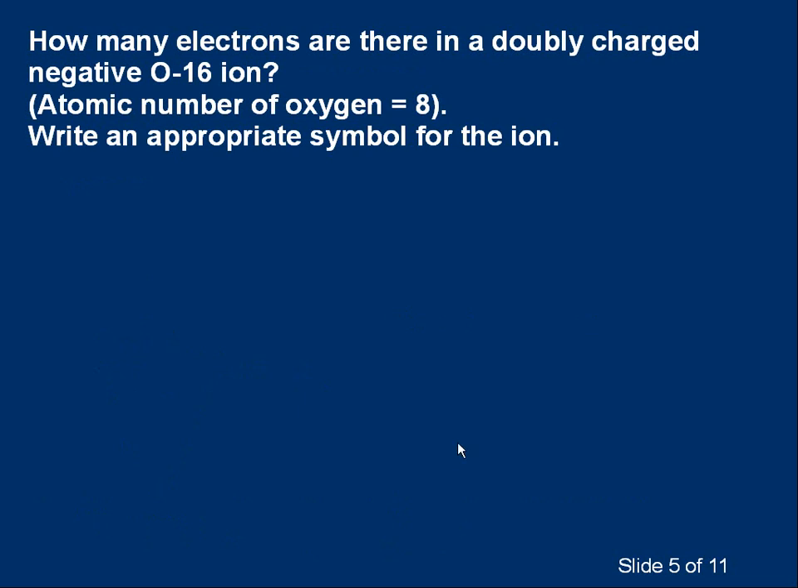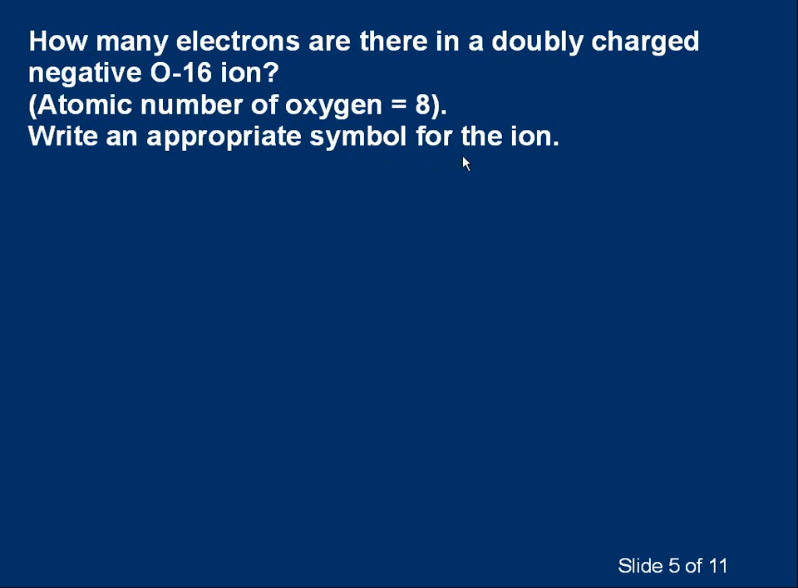Okay, did you get that? Let's try a question. Let me read it through and you can try it for yourself. How many electrons are there in a doubly charged negative oxygen 16 ion? And I'll tell you the atomic number of oxygen is 8. When you've done that, what would be an appropriate symbol for the ion? Have a think about that, pause, and I'll tell you the answer in a moment.